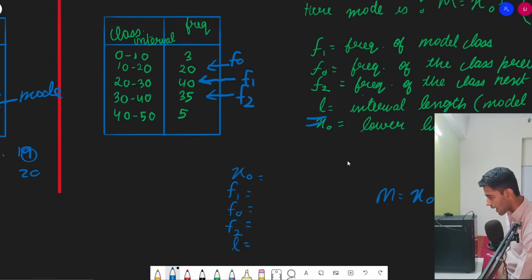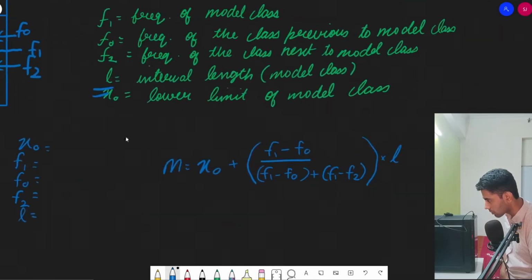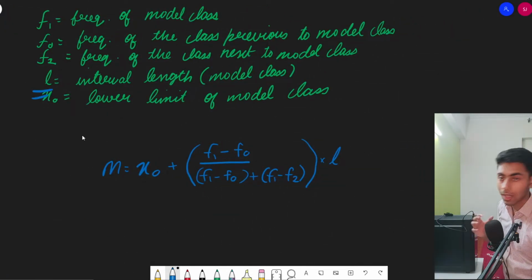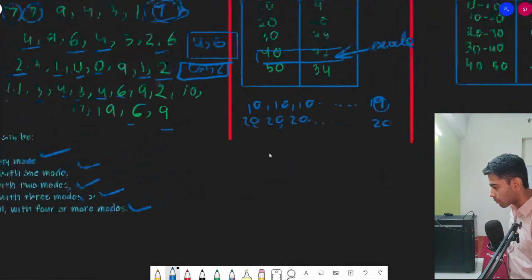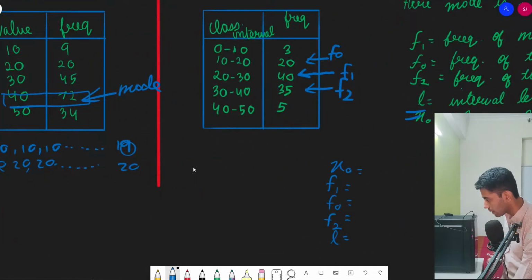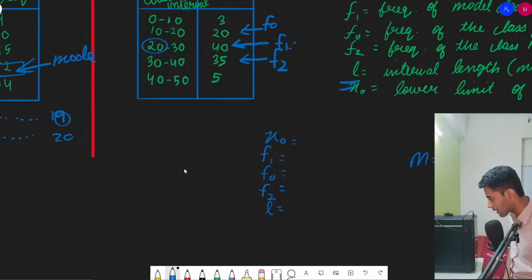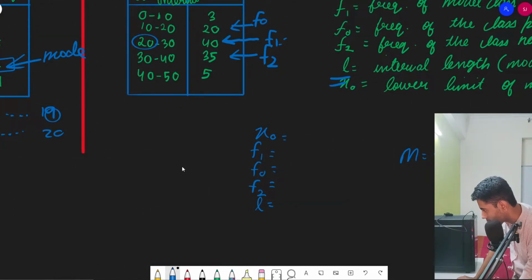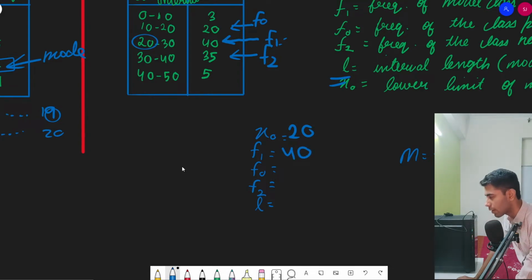And then x naught is the lower level of the model class. Our model class is this one, F1. So the lower level of the model class is going to be 20. Just by looking at the table, I can say that my x naught is equal to 20, my F1 is equal to 40, my F0 is equal to 20, and my F2 is 35. And I can also say that my L is going to be 10.